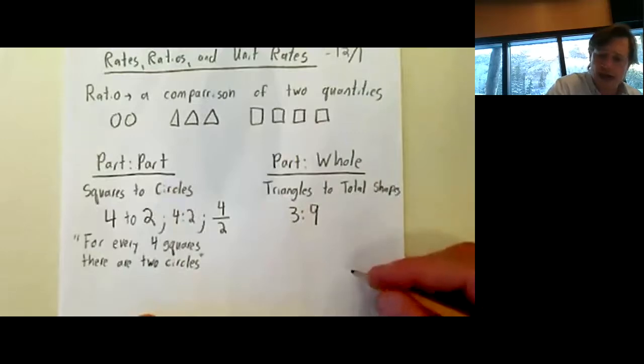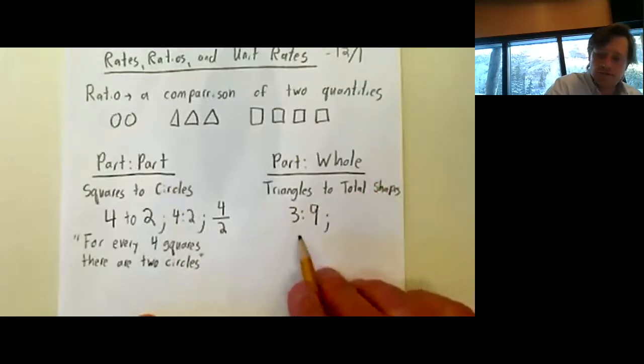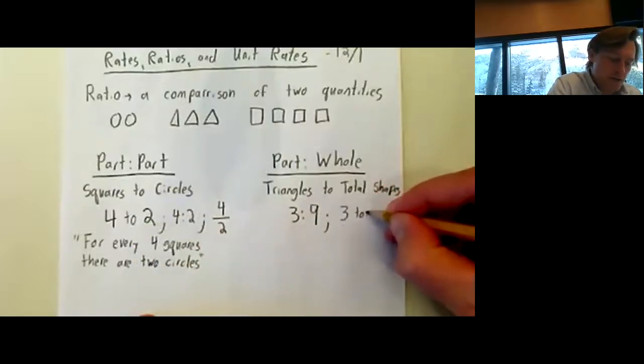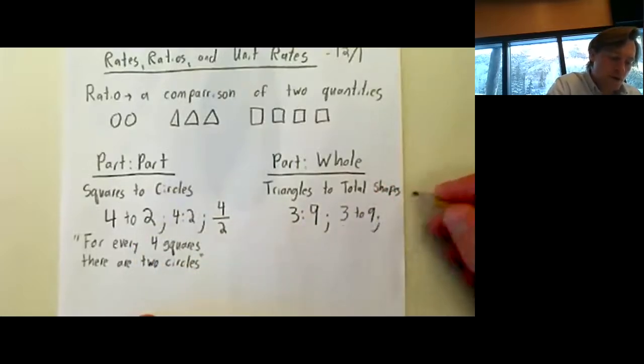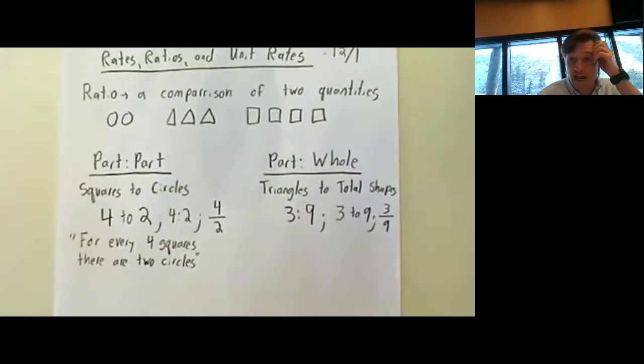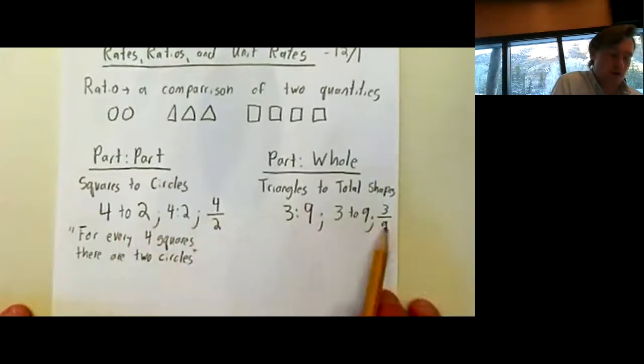And we can also write that as, I kind of went out of order here, but that's fine, 3 to 9. Or I can write it in fractional form, 3/9. Those all represent the same ratio, regardless of how we write that. So again, there's 3 different ways we can write our ratios.